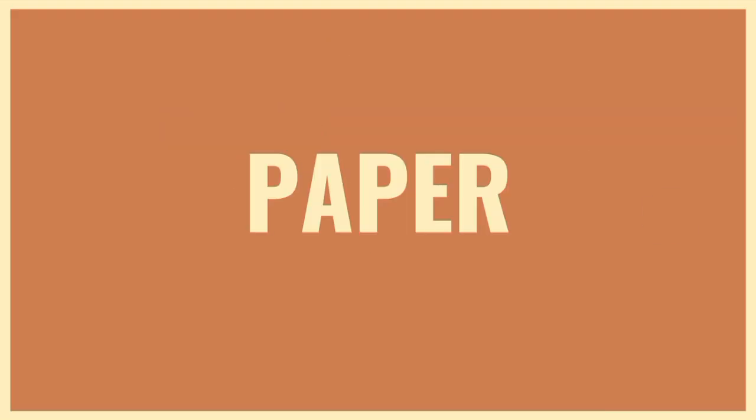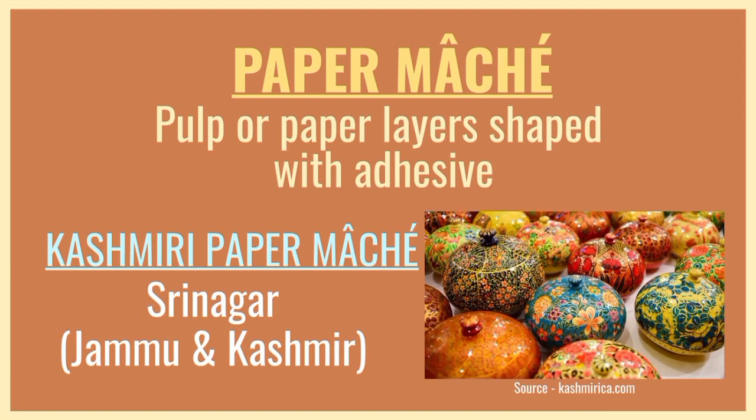Paper techniques include papier-mâché. So the pulp or the paper is layered and shaped with adhesive. You can see a lot of videos on these, for example, you cut the paper into very small pieces and then you let them get soaked in water, and then you put adhesive or glue in it, and then you can shape it almost like clay. So Kashmiri papier-mâché from Srinagar, Jammu Kashmir is famous.